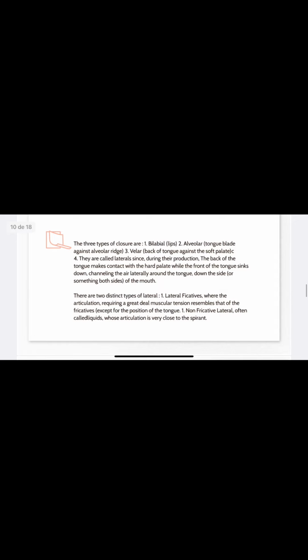The 3 types of closure are bilabial, the lips; alveolar, the tongue blade against the alveolar ridge; and velar, the back of the tongue against the soft palate.